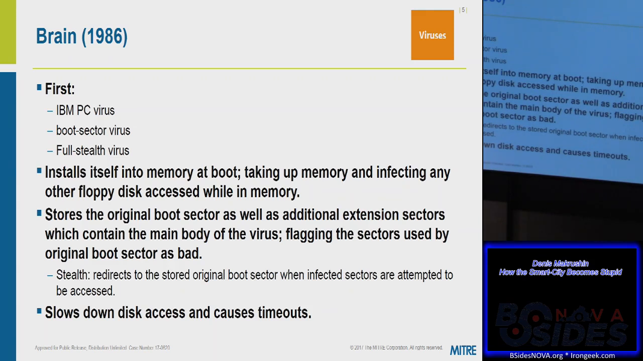And while it infected these floppies, it would actually move the original boot sector to a separate sector, and mark it as bad, and infect the used sector with the virus. And it concealed itself because it would redirect to that sector marked as bad where the boot sector was if ever the infected sectors were attempted to be accessed. So besides being the first IBM PC virus, which is very significant, this actually introduced boot sector infection and boot sector spreading.